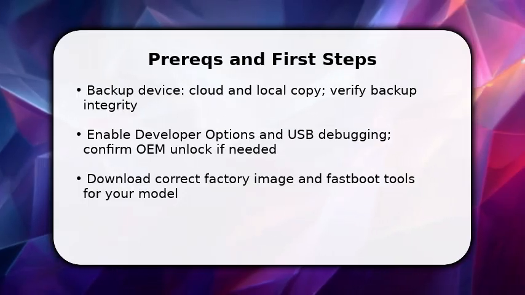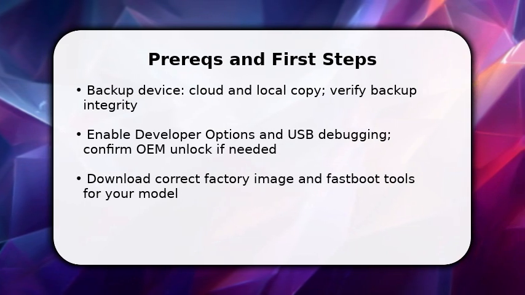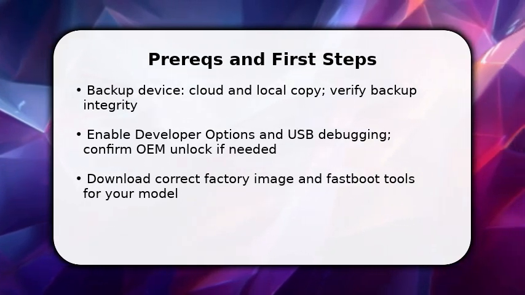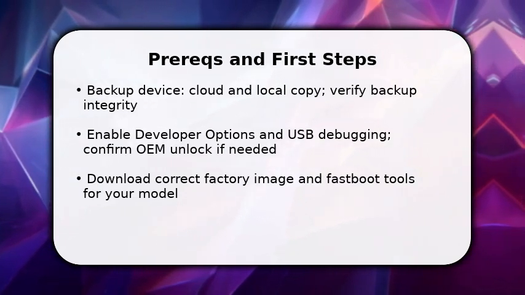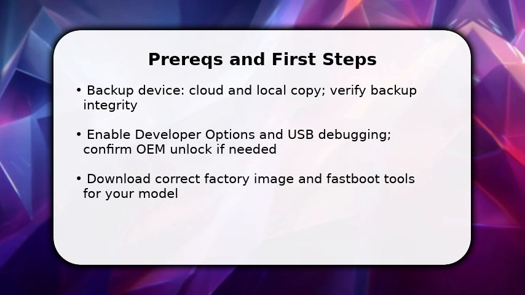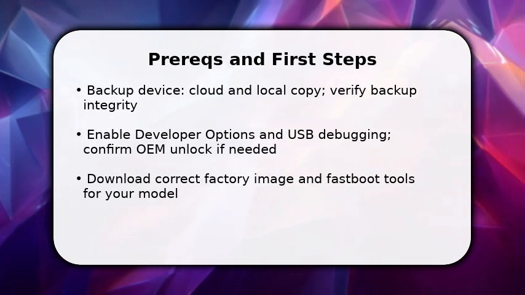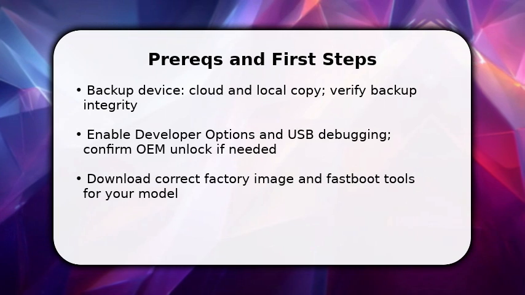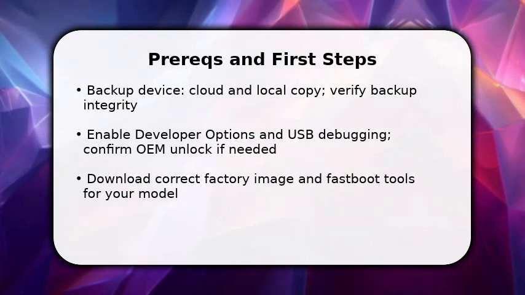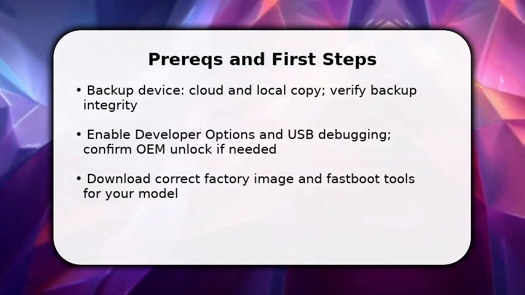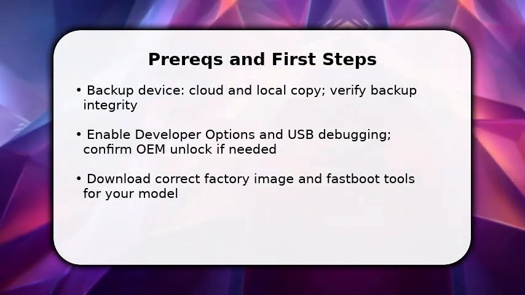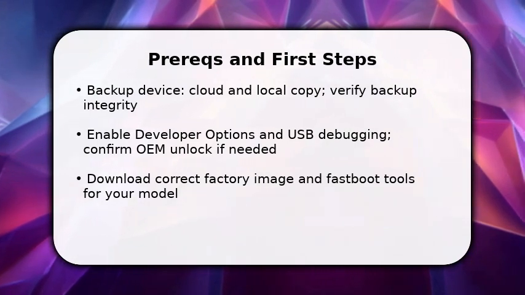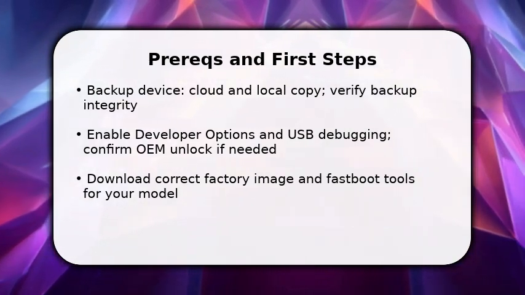You begin by protecting your data. Back up everything to cloud and to a local computer so you can restore settings and files. Once done, enable developer options and turn on USB debugging. Make sure OEM unlock is allowed if the device requires it. Next, download the exact factory image and matching fastboot tools for your phone model. These steps prevent bricking and ensure the proper files are available before you attempt any rollback process.